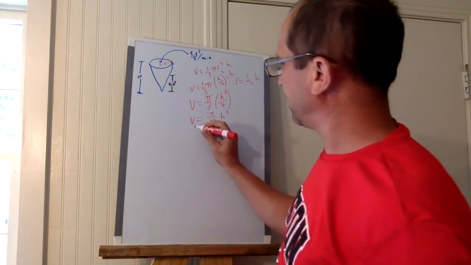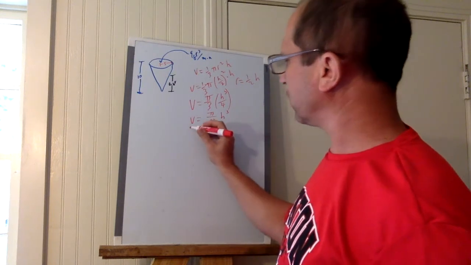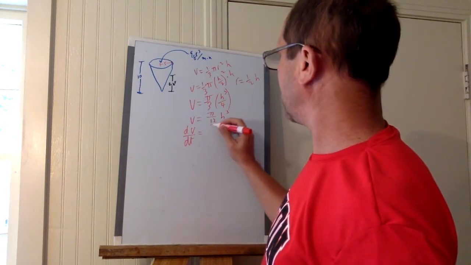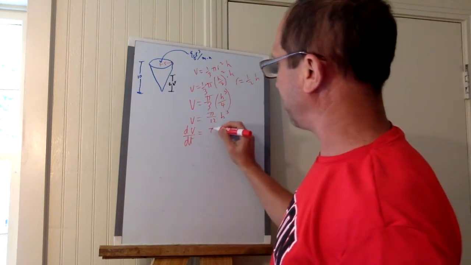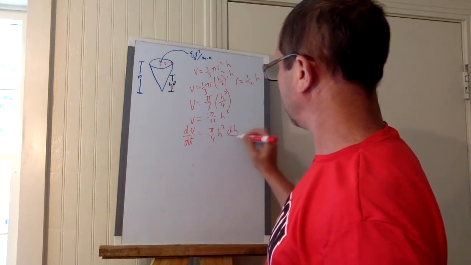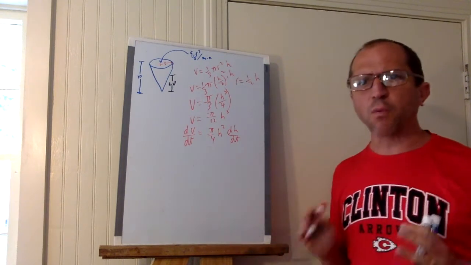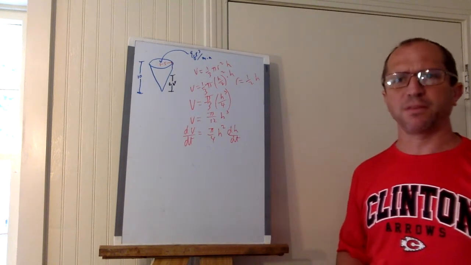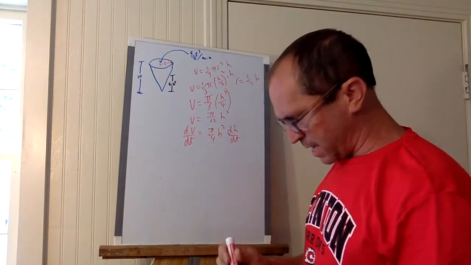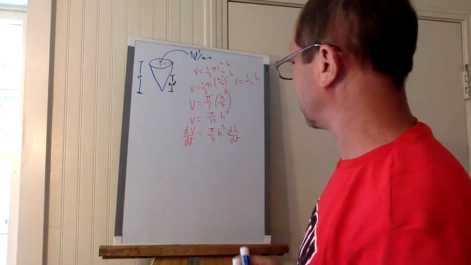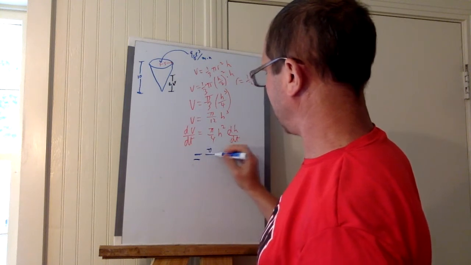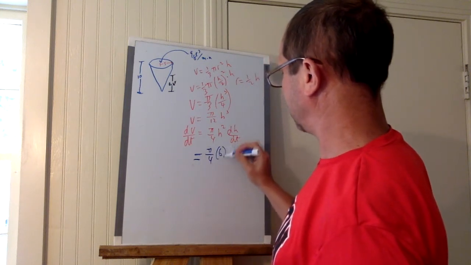So I take the derivative of the entire thing, no more product rule, but both of them are changing with respect to time. So dV/dt equals 3 times pi over 12, which would be pi over 4, h squared dh/dt. So now we're going to plug in specifics to what's happening in the problem. We are only interested at the instant that the height is 6. So it's going to be pi over 4 times 6 squared.